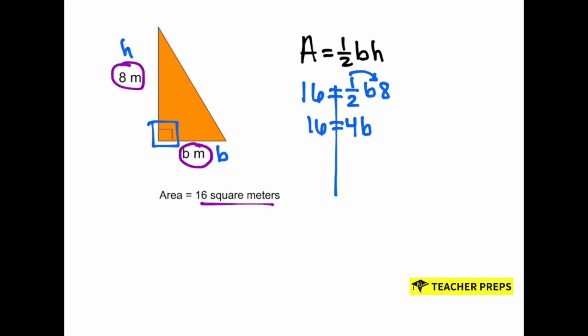Now we have 4 times b. To get rid of the 4 times b, we divide by 4. And what you do to one side, you must do to the other. So b is 16 divided by 4, which is 4. We know the base, or the missing side, is 4 meters.